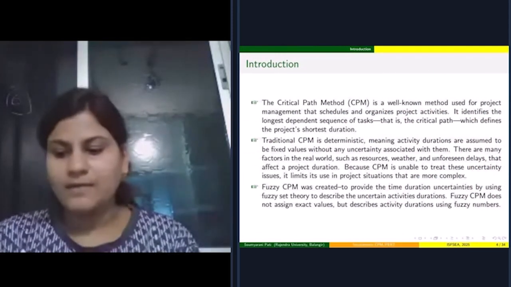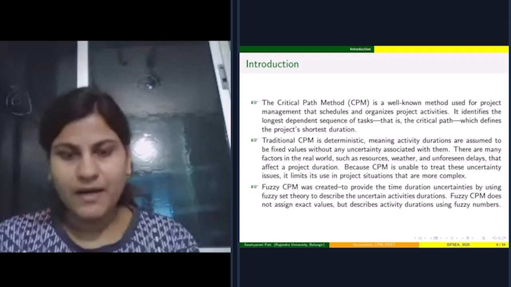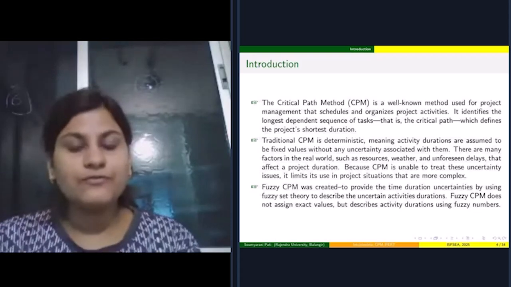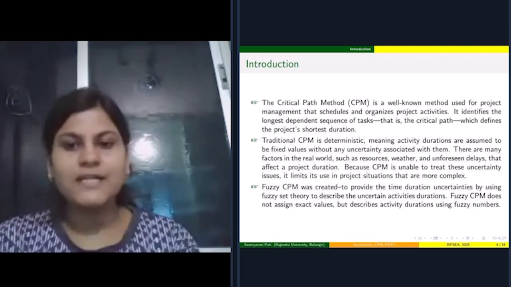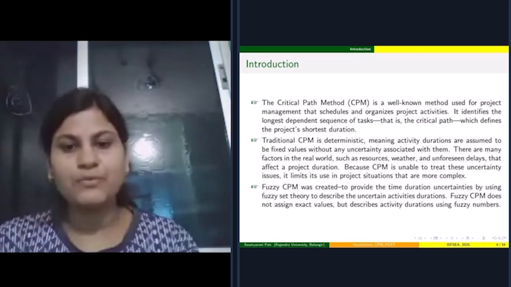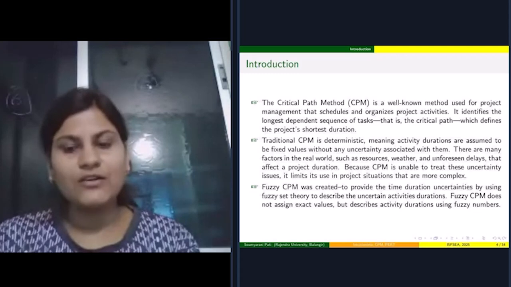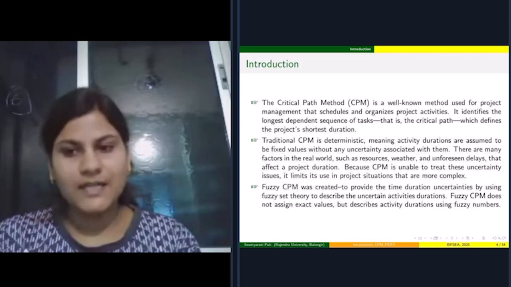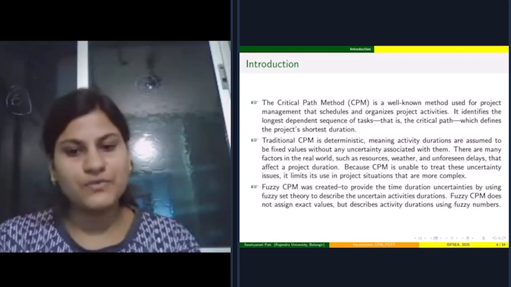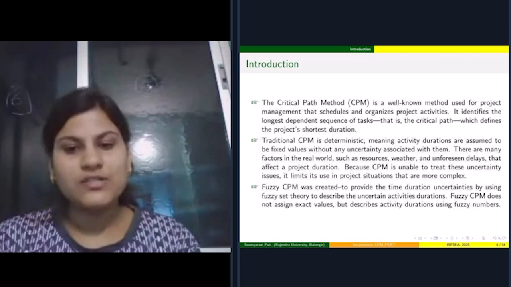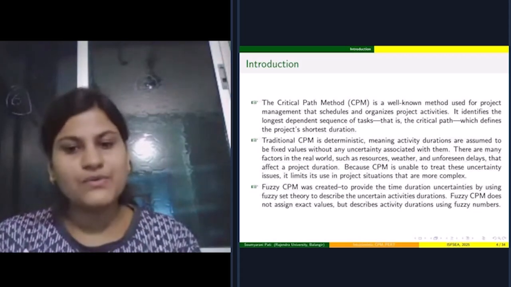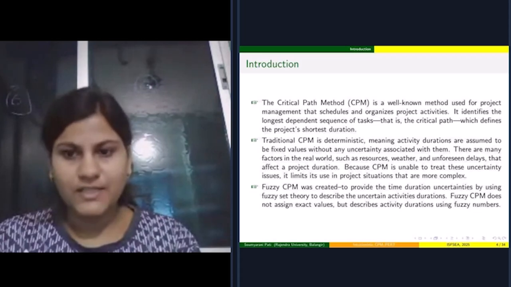First, I am going to introduce what CPM is and why we use fuzzy numbers to solve CPM. The full form of CPM is critical path method. The critical path method is a well-known method used for project management that schedules and organizes project activities. It identifies the longest dependent sequence of tasks, that is the critical path, which defines the project's shortest duration. Traditional CPM is deterministic, meaning activity durations are assumed to be fixed values without any uncertainty associated with them.